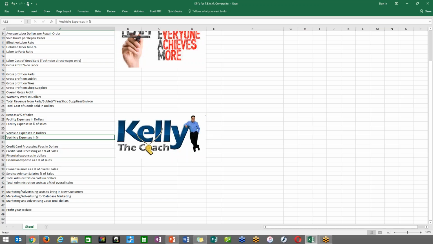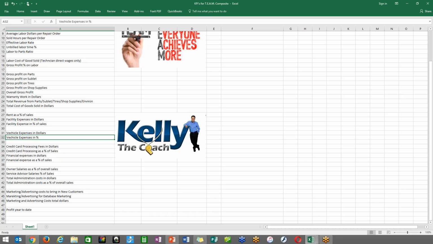We see all of the financial expenses in dollars, the financial expenses as a percentage of sales. And then we see the owner's salary as a percentage of overall sales, which is something we definitely have a benchmark for. We also have a benchmark for your service advisors, percentage of salary, total administrative costs, total costs or administration as a percentage of overall sales. So you get to see exactly how much money went from sales down to pay for your total administrative costs and the percentage of that as well. And of course, we have a benchmark for percentage. We couldn't possibly have a benchmark in dollars because every shop is unique and different, and it changes from month to month from a sales perspective.